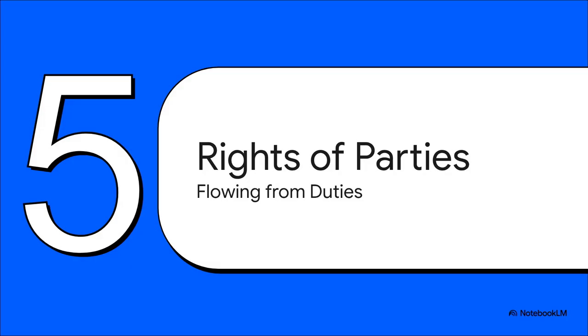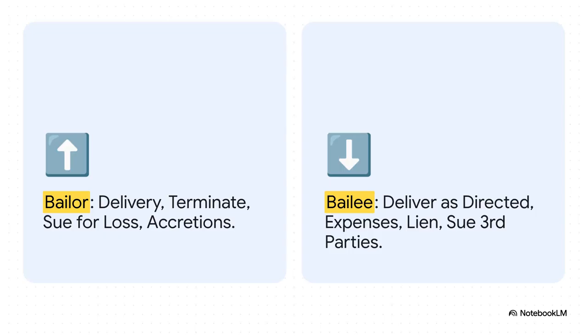Move to the fifth heading, 5. Rights of both parties. A crucial tip for your legal studies, rights flow directly from duties. Where one party has a duty, the other automatically possesses a corresponding right. Examine this balance of legal power.